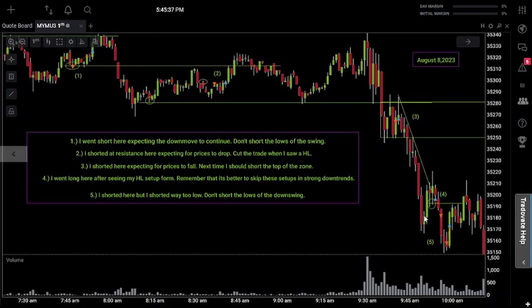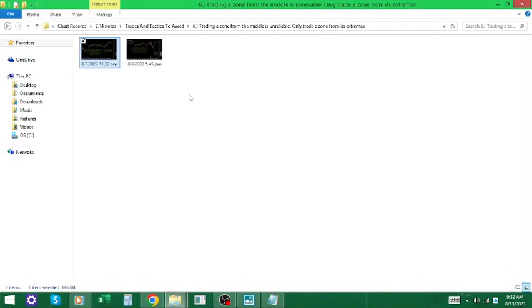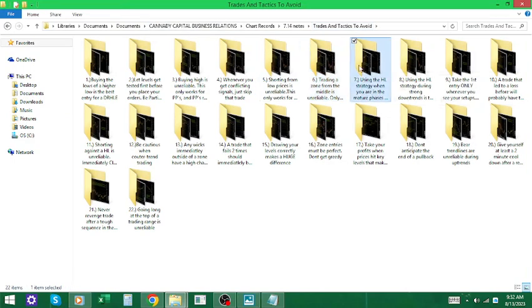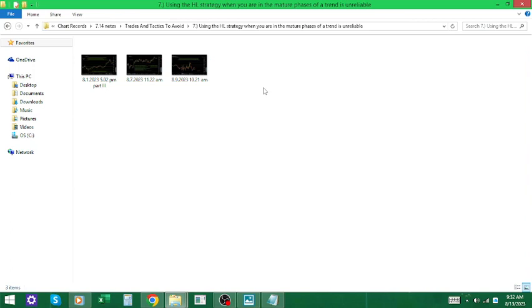So understanding these setups and understanding these rules is very important because a lot of times, even if you don't take a loss, the opportunity cost that you're giving up is just too expensive for you to be missing out on. So that's the biggest lesson I learned right there from rule number 6. Don't trade a zone from the middle. It's unreliable. So let's move on to tactic number 7, rule number 7.